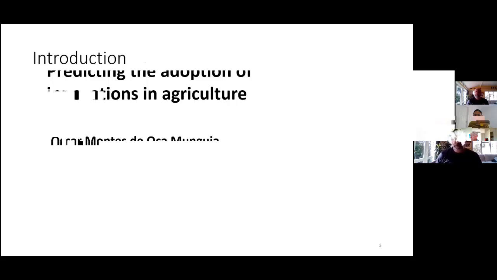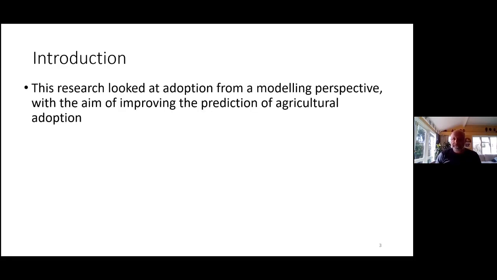So for those who heard me talk last week at the conference, I'm going to be broad this time. Last week was just about one of the components in more detail, but I want to expand a bit today. So first, the focus that I wanted to give this research is from a modeling perspective. I'm a modeler myself, and I spent several years studying adoption from that angle. And the aim really is to try to make better predictions of adoption of agricultural innovations.